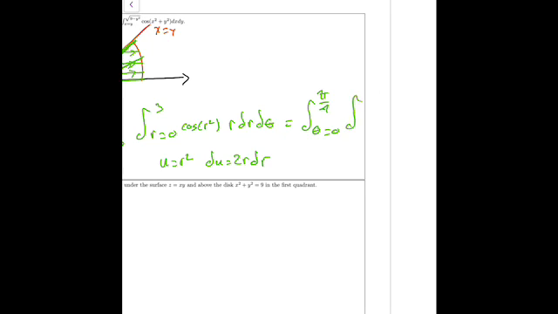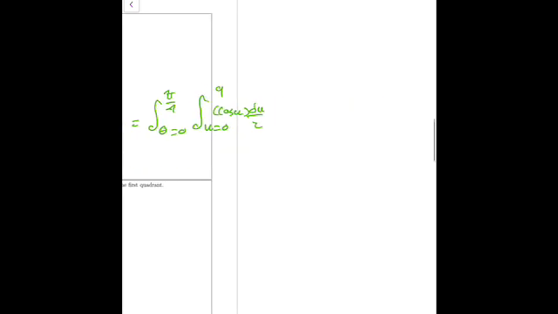And the inner integral, well, let's change the limits. u is going to go from 0 to 9. And the function that we're integrating now is cosine u du over 2, and then the d theta.